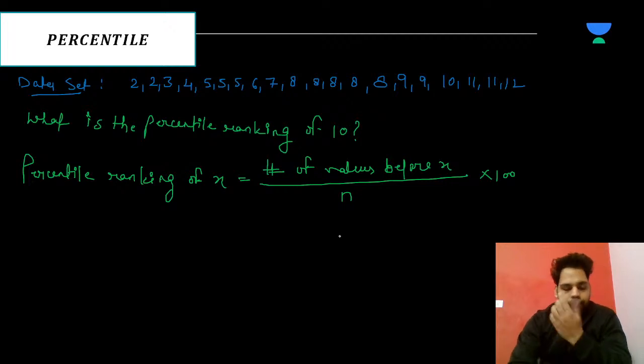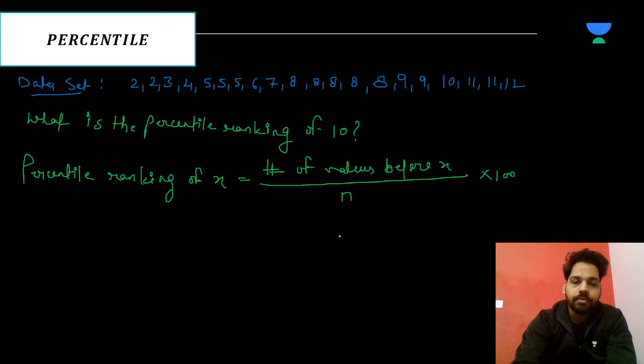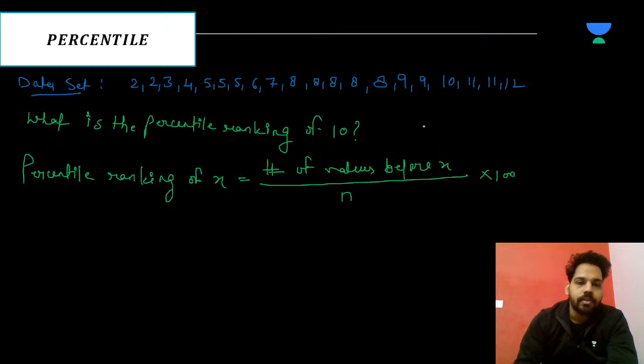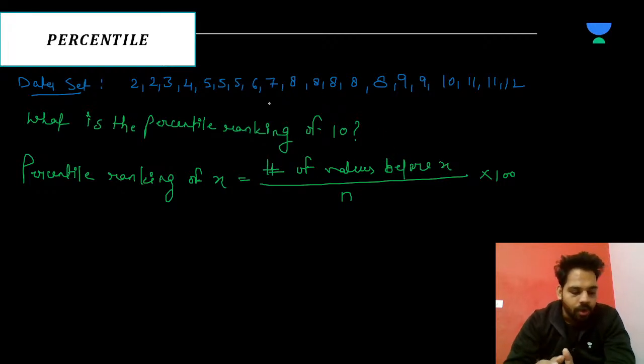So basically in percentage we are just using the number of times the value of our interest is coming, right? But here we are just using the number of values before x. That means if it is about ranking, ranking is always taken when the data is already set. Just suppose we have given the exam. It is quite obvious that somebody is getting some percent marks in their exam, right or not?